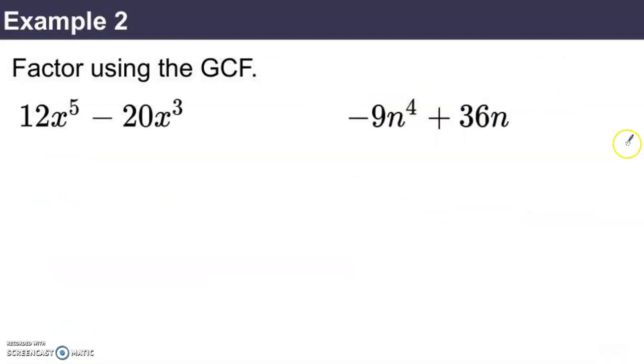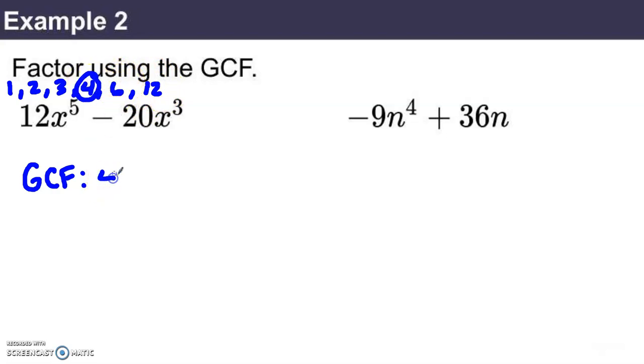Let's look at 2 more examples. Let's see if we can factor 12x to the 5th minus 20x cubed. First, we need to find the greatest common factor. Numbers that go into 12, let's see, there's 1, 2, 3, 4. 4 goes into 12 3 times. 2 times 6 is 12, and 1 times 12 is 12. Which of those is the biggest one that goes into 20? 12 doesn't go evenly into 20. 6 doesn't, but 4 does. So 4 will be the coefficient of my greatest common factor.